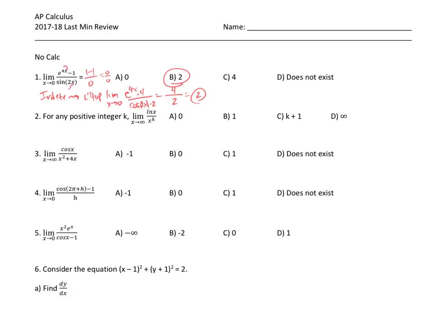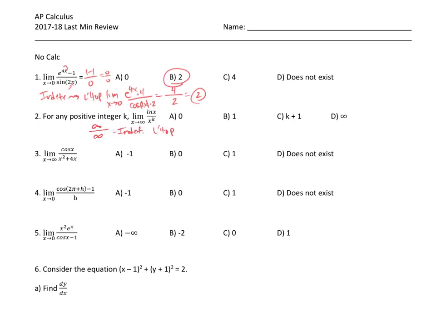Alright, for the next one: for any positive integer k, the limit as x approaches infinity of ln x over x to the k, and we need to solve this. Let's go ahead and try the direct substitution approach again. When you put in infinity on the top, you're going to get a really big number, and on the bottom, a really big number. So again, this is an indeterminate form, so we will L'Hopital again.